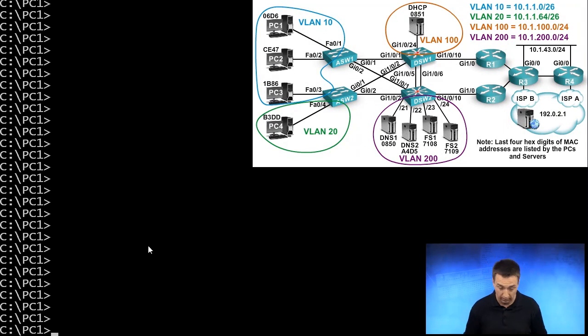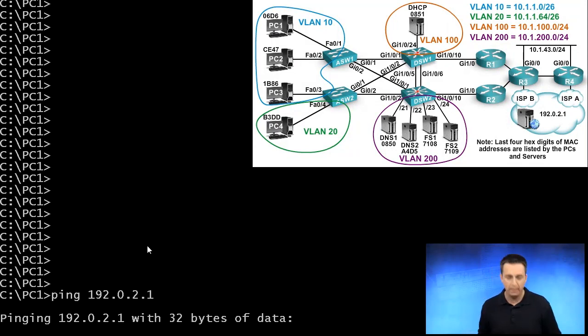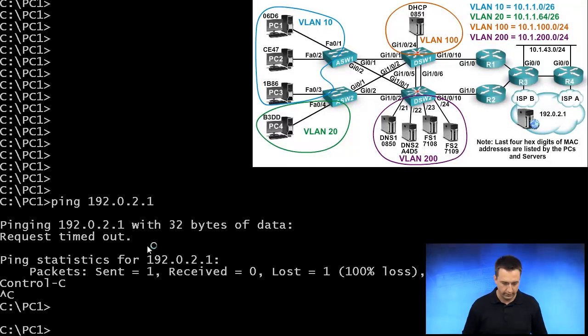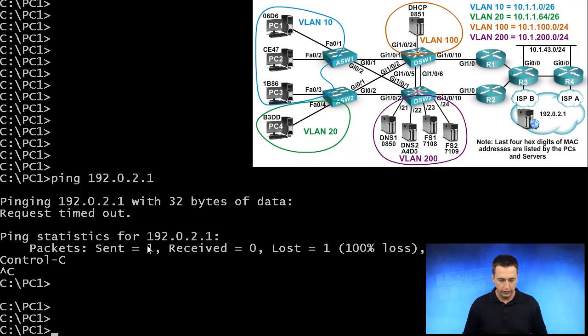So we type in ping 192.168. Pardon me, that's not the internet, 192.0.2.1. All right, we can see it's not successful at all. So we'll go ahead and just cancel out of this. And what we'll do is we will now check the addressing on our client.